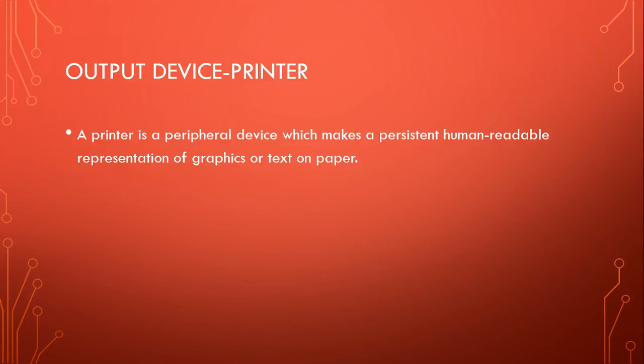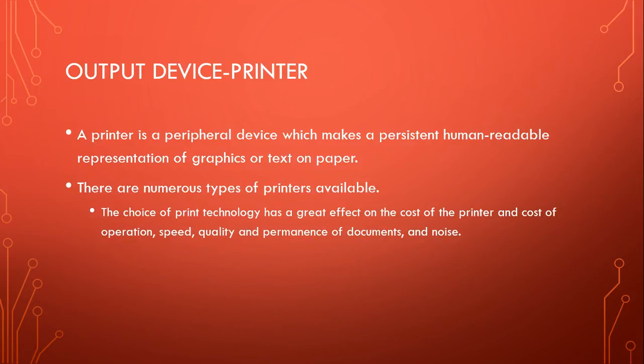Next is the output device printer. A printer is a peripheral device which makes a persistent, human-readable representation of graphics or text on paper. I think most of us are probably pretty familiar with what a printer is. However, there are numerous types of printers available. The choice of print technology has a great effect on the cost of the printer and the cost of operation, speed, quality, permanence of documents, and noise. And when I talk about different types, there are laser printers, inkjet printers, 3D printers; there's quite a list of the different types of printers that are available.